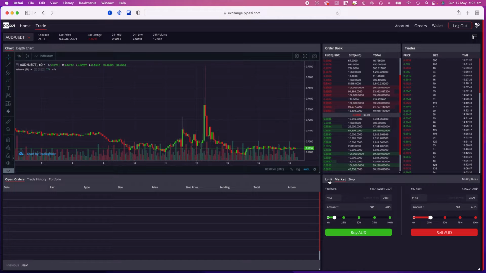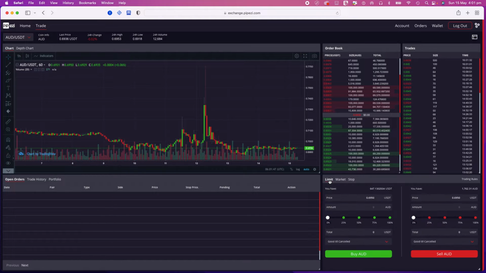A limit order allows me to specify the price I'm willing to pay when I buy, or to specify the price I want to sell at. So if I say I'm willing to buy some Australian dollars with USDT, I can say, okay, at the moment the market value is 0.6936, but I want to buy it at 0.6950, and I just want to buy, let's say, once again, 100 Australian dollars worth.